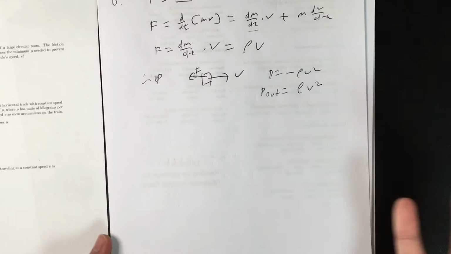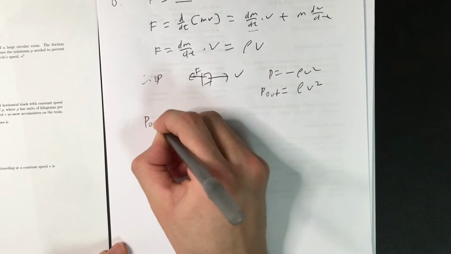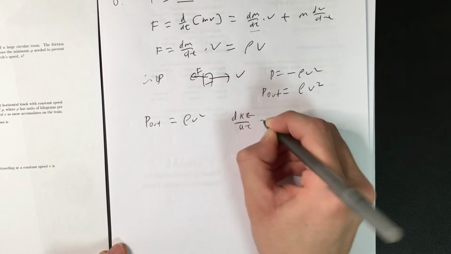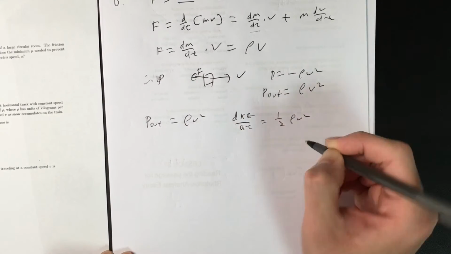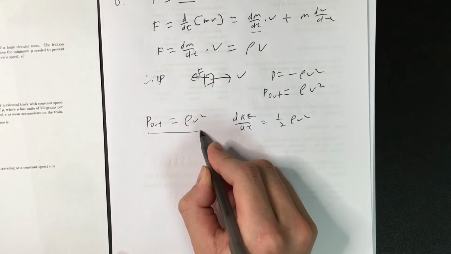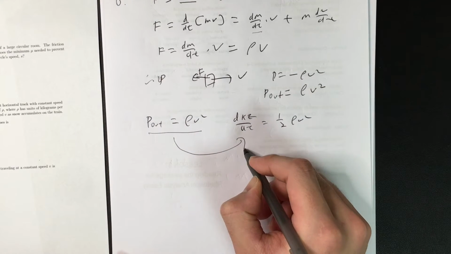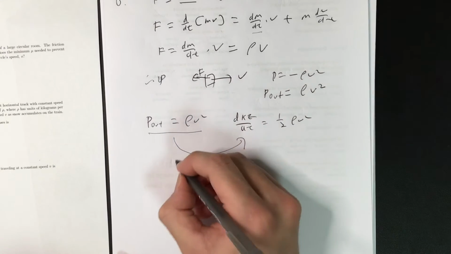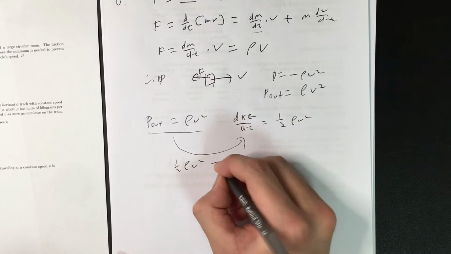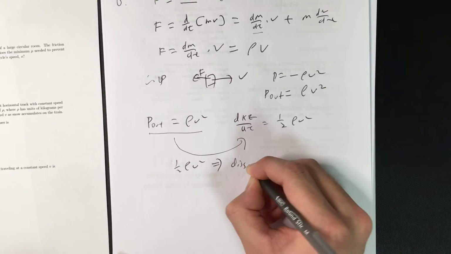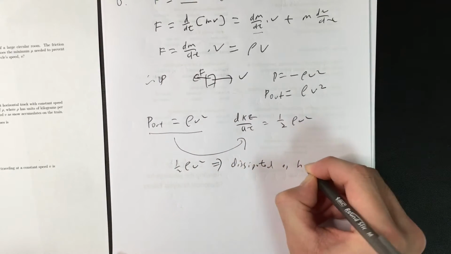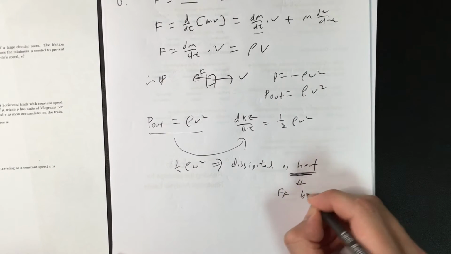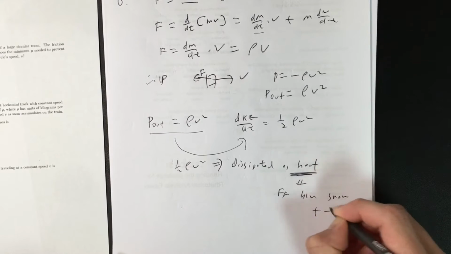Now then, one question that one might ask is, if the power output from the engine equals rho v squared and the change in kinetic energy equals 1/2 rho v squared, this means that only half of the power is used to keep up with the increase in kinetic energy. Then the question is, what happens to the rest of the half? The rest of the 1/2 rho v squared is actually dissipated as heat. And this heat is a result of the force of friction between the snow and the train.